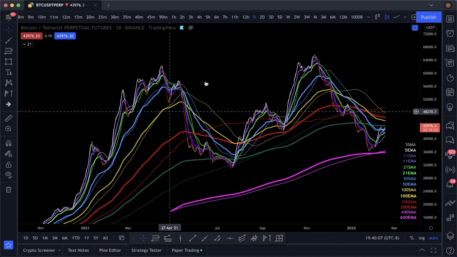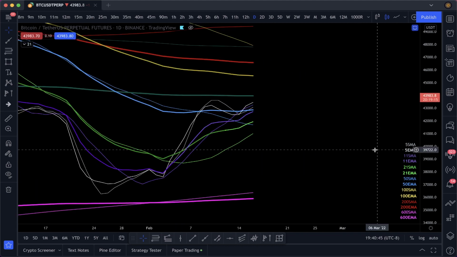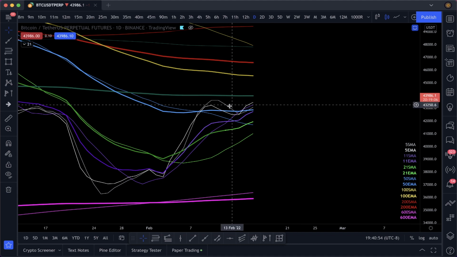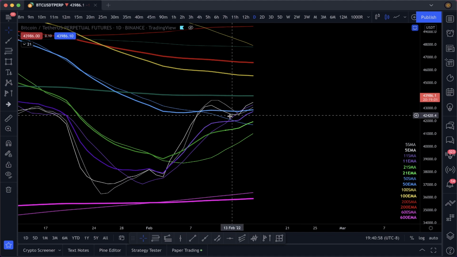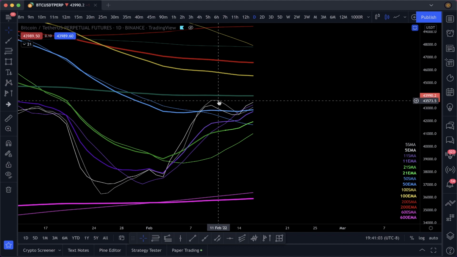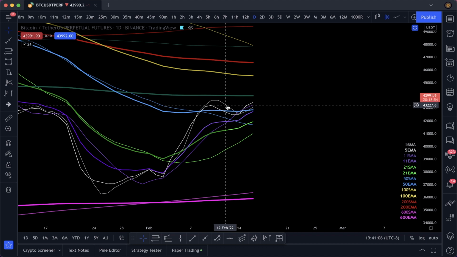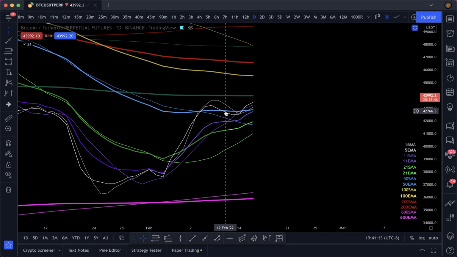Okay, so basically, I made a little key here so you guys can visualize it better. All you need to know is your thinner lines are going to be your SMAs, and your thicker lines are going to be your EMAs. This thinner grayish line is going to be your 5 SMA. Then your thicker white line is going to be your 5 EMA.